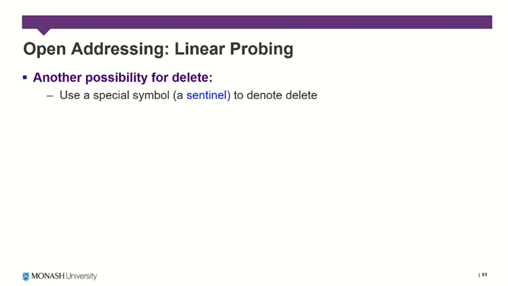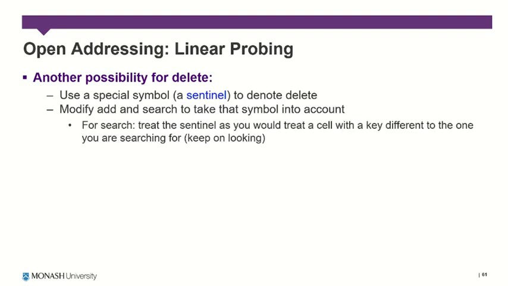So another possibility for delete is that we use a special symbol, a sentinel, to basically denote that something has been deleted. Modify, add, and search take the symbol into account. For search, we treat the sentinel as you would treat a cell with a key different to the one you are searching for. Basically, if you see a sentinel, you keep searching. You just ignore it, treat it like a normal key.